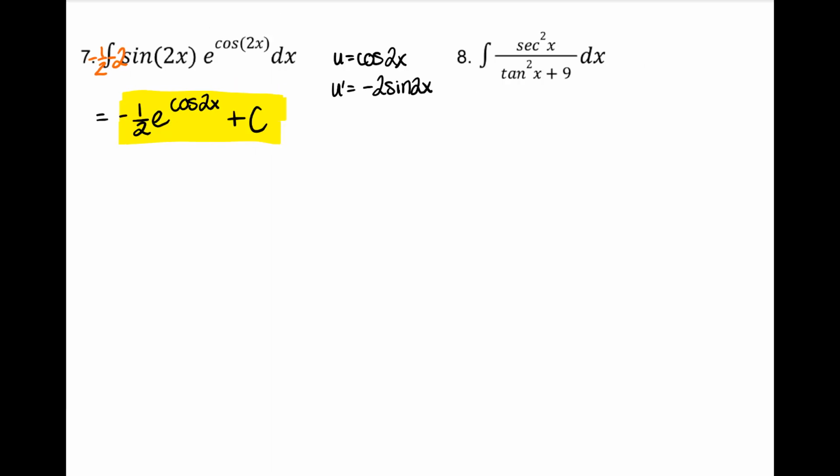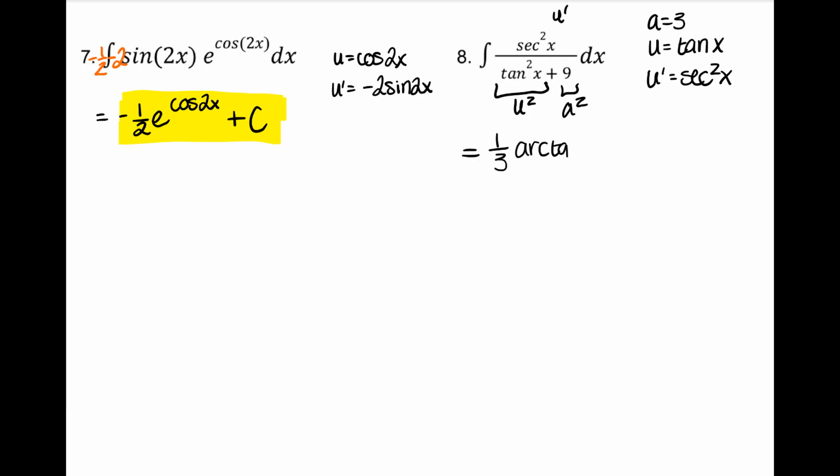For number 8, it almost looks like we have u prime over u, but tangent x is being squared. So perhaps we have arctan u prime over u squared plus a squared? Let's check. We do indeed have u prime in the numerator, so this is arctan. And there's our answer.